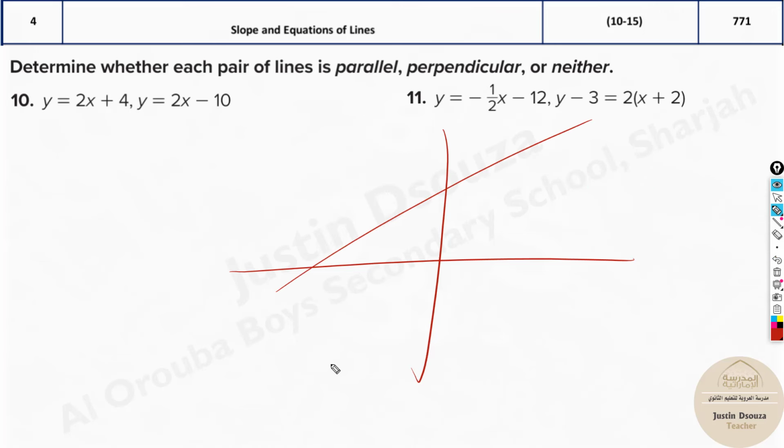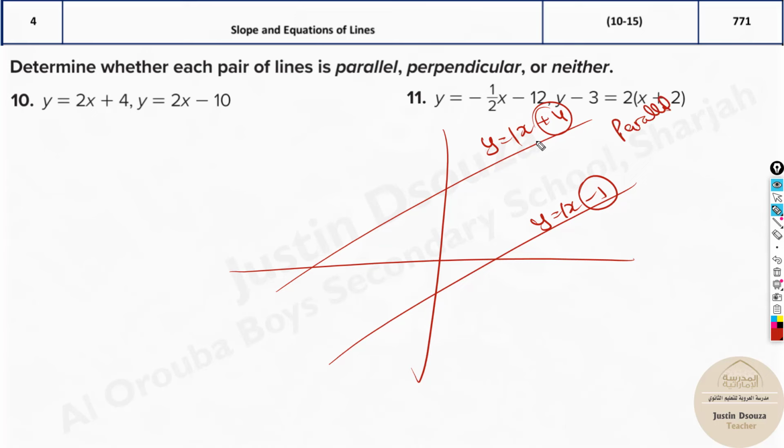I'll draw two lines like this, okay? Now y is equal to, say, x plus 4, and y is equal to x minus 1. The slopes are the same, 1 and 1. They're in slope-intercept form, but the y-intercepts are different. Then they are parallel lines. As long as the slopes are the same, they will be parallel.